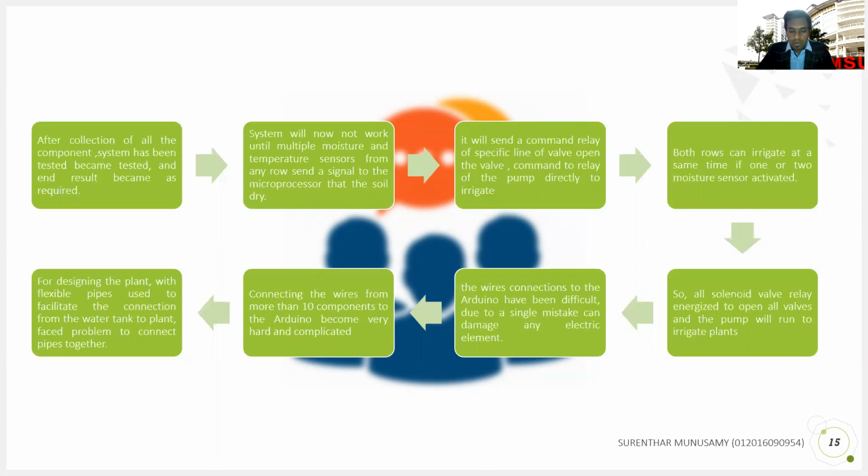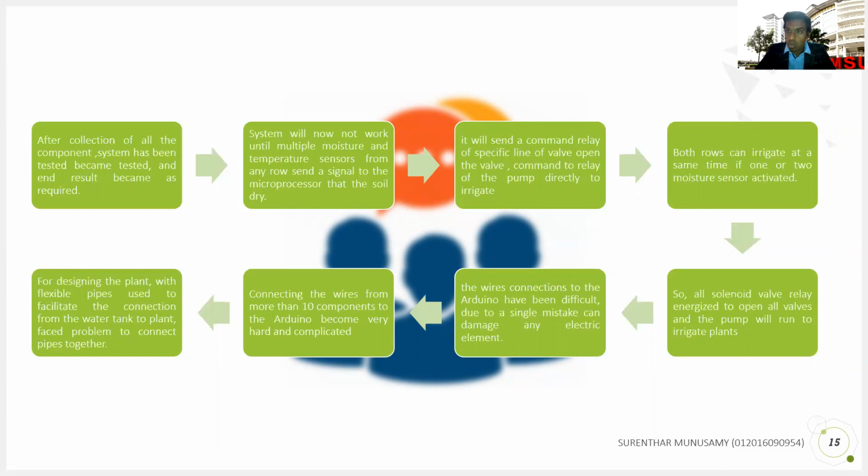So the system will not work until the multiple moisture and temperature sensors from any row send the signal to the microprocessor that the soil is dry, like I mentioned before. It then commands the relay for that specific line to open the valve, and commands the relay connected to the water pump to irrigate the plants directly. Both rows can irrigate at the same time. If one or two moisture sensors are activated, not necessarily all three or four sensors in a row, then it will open the valve or activate the pump to irrigate.